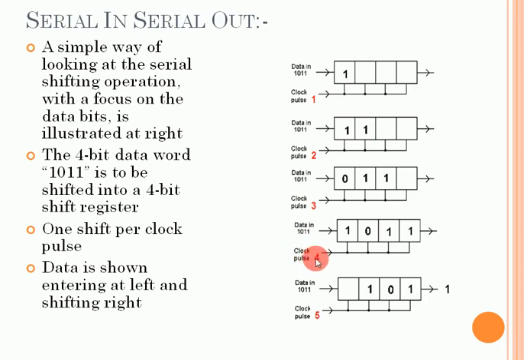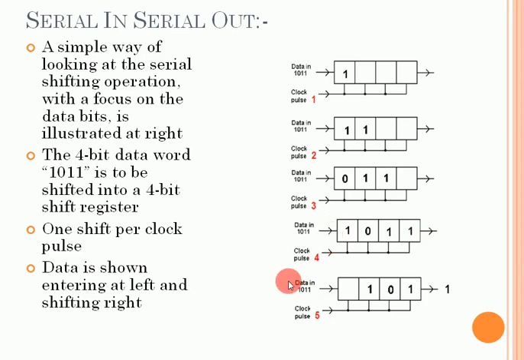At clock pulse 4, when we provide the fourth clock pulse, this one will be shifted into the next flip-flop like this, and this one will be shifted into the next flip-flop like this, and this 0 will be shifted to the next place in the next flip-flop, and the last one is being loaded into the first flip-flop. So with the four clock pulses, we have loaded the 1011 4-bit data entirely into the shift register.